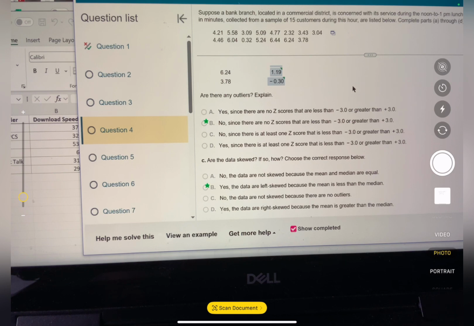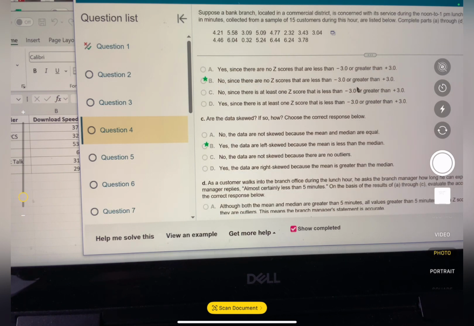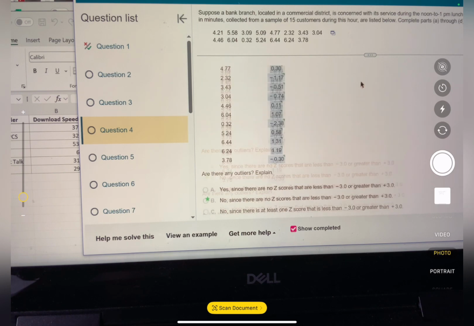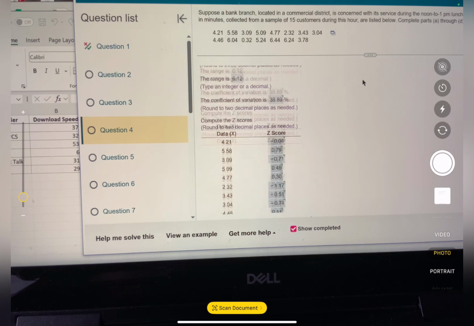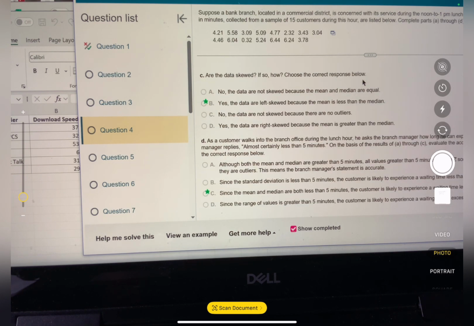Okay, what else? Are the data skewed? Well, you have to compare mean and median again, yes? And in this one, since the mean and median are both less than 5 minutes, the customer is likely to experience waiting time less than 5 minutes. Let's read what the question says: as a customer walks into the branch office during lunch, the wait is almost certainly less than 5 minutes, both of them. It's pretty easy, you can answer it.